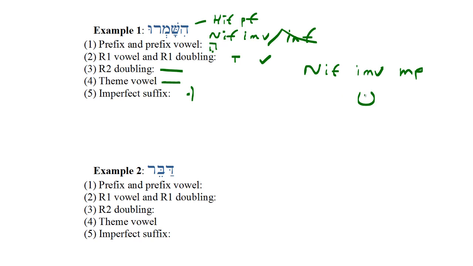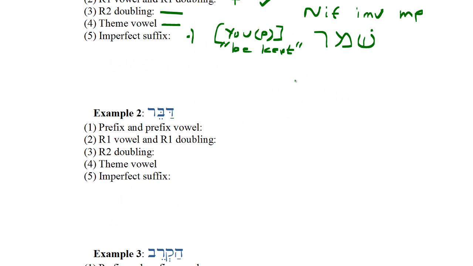The root here is shamar, and the translation would be kept, be guarded, something like that. The passive idea of the nifal, and it would be you all, you masculine plural, be kept. So it's talking to a group. Be kept. Let's look at example 2 now.